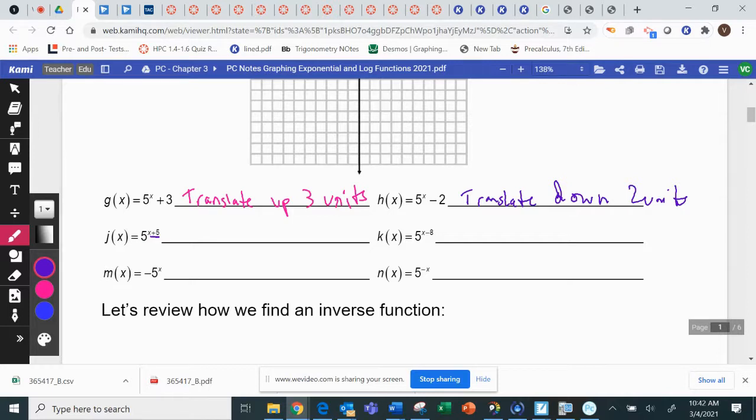So anything that's adding or subtracting is up, down, left, right, depending where that is in the equation. If it's in the actual function, if it's in the exponent, that's going to be left or right. That's the horizontal. Why, Marie, is this one to the left when it says plus 5 there? Anything horizontal is the opposite operation. So where it says plus 5, we are actually going to subtract 5.